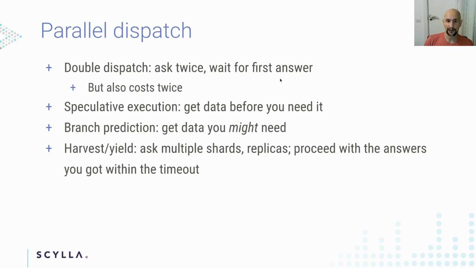We can also do speculative execution, get data before we need it in advance, or we can do some kind of branch prediction. We can guess that we might need some data and get it in advance and just throw it away if we don't need it.